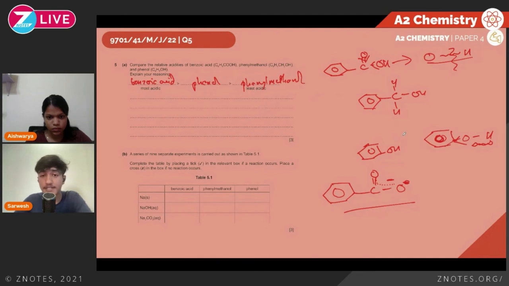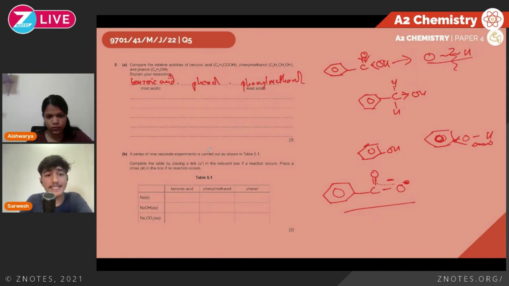But in the case of phenyl methanol, you see that this CH2 group pushes its electrons towards OH. So instead of weakening the OH bond, it strengthens the bond. Because the bond is strengthened rather than weakened, it doesn't dissociate as well as the other two. So this is over here in third place. So if you summarize all of those, that would be your reasoning.